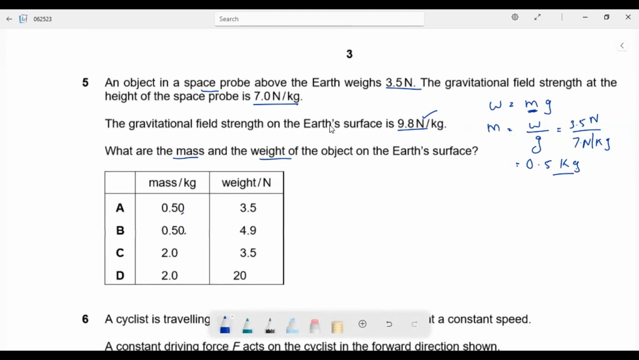Next, we'll find the weight of the object on Earth's surface. So the weight of the object on Earth's surface can be written as mass into gravity. At Earth's surface, mass is 0.5 kg and gravity is 9.8 Newton per kg. So kg and kg will get cancelled. 0.5 into 9.8 Newton, that is 4.9 Newton. So B is the right answer.